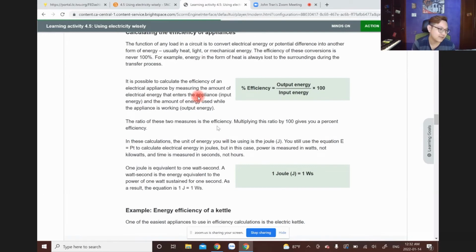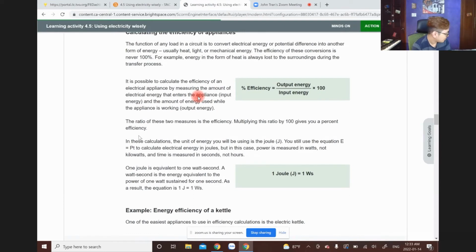Like for example, light bulbs. Even though it's an energy saving light bulb, 10 watt that can shine as bright as a 100-watt light bulb, they can say something like that. But even though it saves you energy, some heat will escape to the environment. You cannot prevent it. So you can never have 100% efficiency. Okay, let's just read things here.